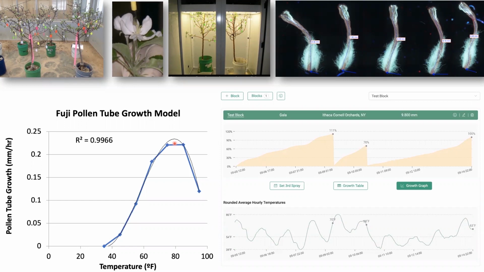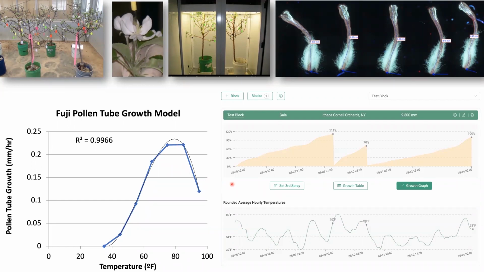Okay, so then on the right-hand side here, how do we translate that to something practical, something that growers can use? Because people like me get really excited by the physiology of this, and it's kind of cool to just measure pollen tube growth rates, and I'm generally interested in that kind of thing. But for a practical use, how do you translate this into something that can be used for crop load management?